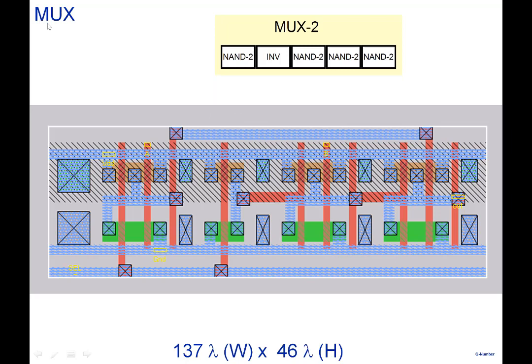Then you go ahead and do a mux. Mux, we said all of them are in a row. So note that all of them we put in a row, and we arrange the pitch also, 137 lambda by 46 lambda here. So this is now a complete mux here, one element of a mux, right? It's a 4:1, so we need to put multiple.